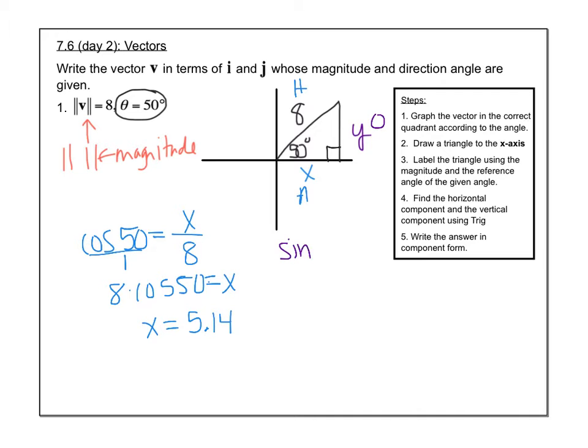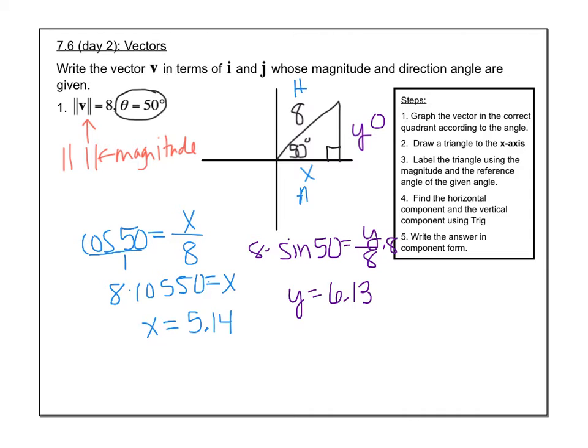So we're going to use sine to find y. Sine of 50 is equal to y over 8. We're going to multiply the 8 over there on the other side. We're going to get y is equal to 8 times the sine of 50, which is 6.13.